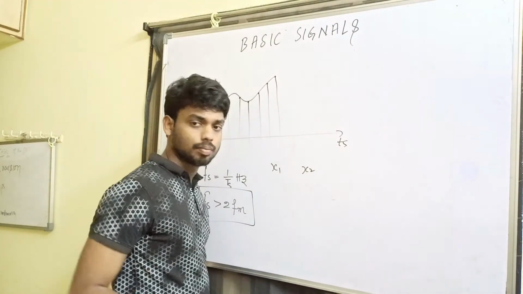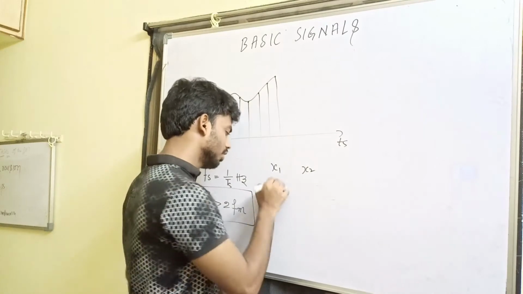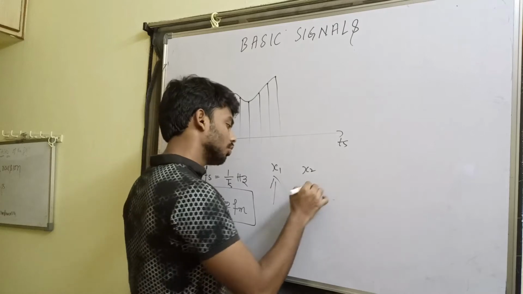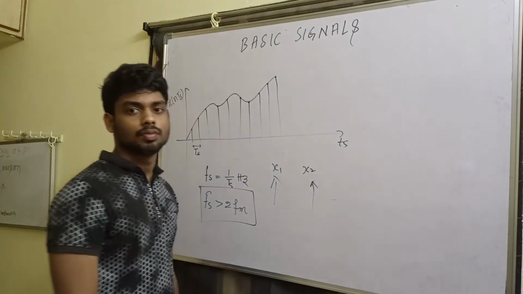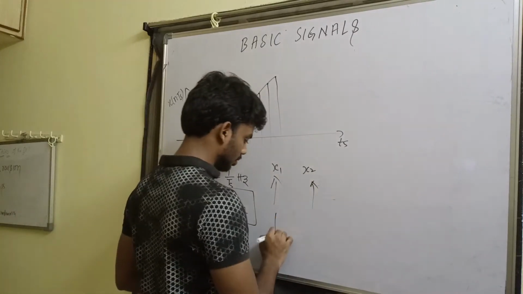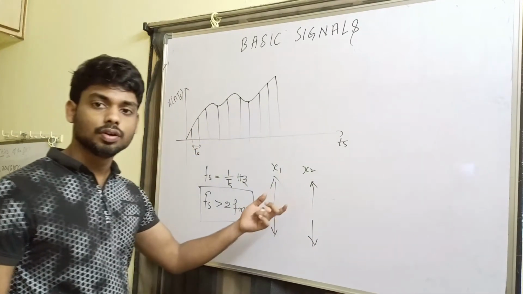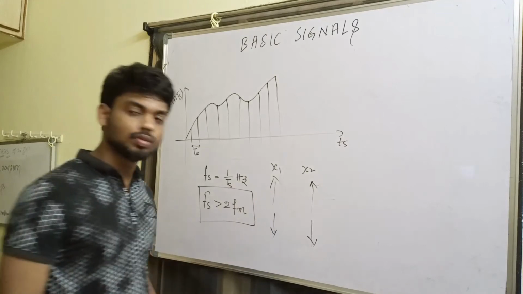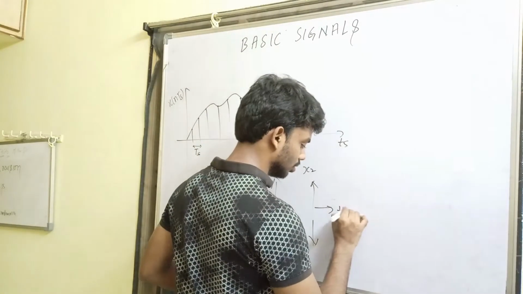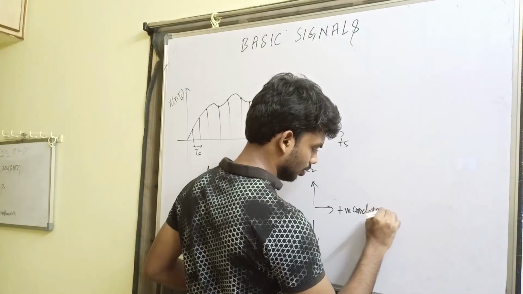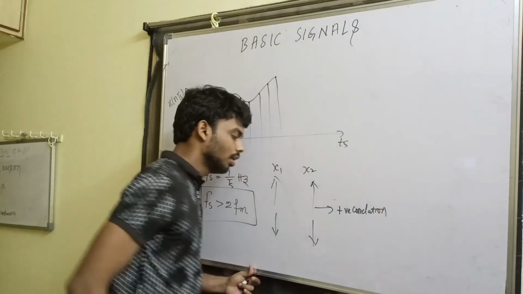X1 and x2, alright? Let's suppose x1 is increased and x2 is also increased. Let's suppose x1 is decreased and x2 is also decreased. This behavior can be characterized as a positive correlation. Pardon me for my handwriting.